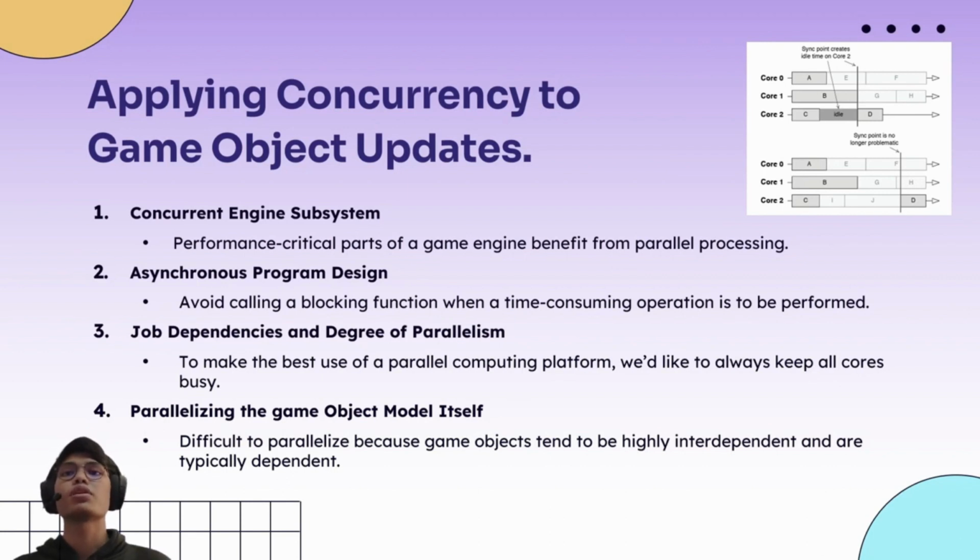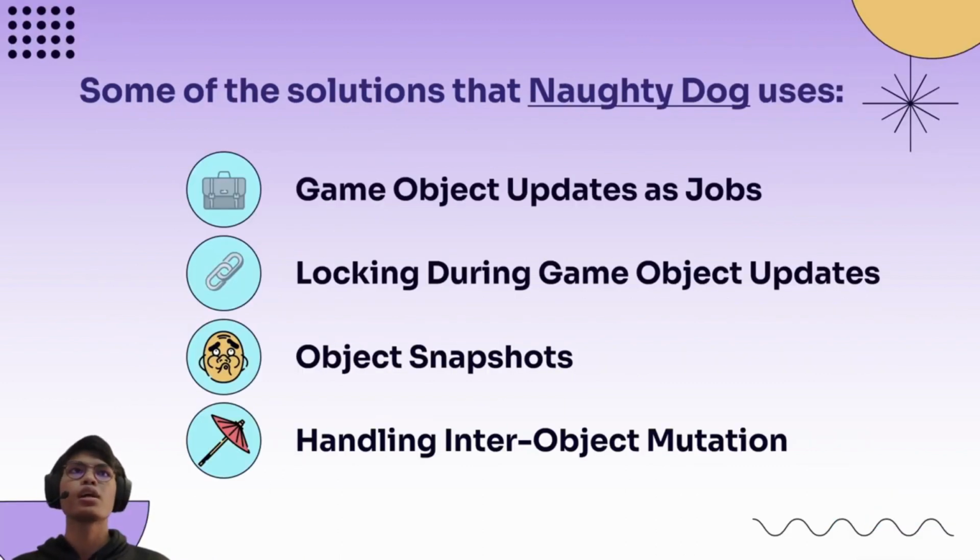Next is parallelizing the game object model itself. Game object models are difficult to parallelize because game objects tend to be highly interdependent and are typically dependent on numerous engine subsystems as well. These are some of the solutions that Naughty Dog uses: game object updates as jobs, locking during game object updates, object snapshots, and handling inter-object mutation.